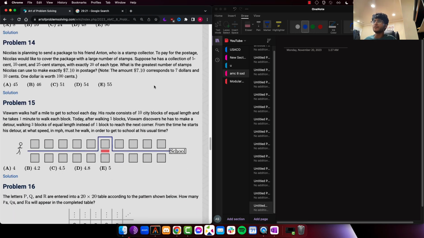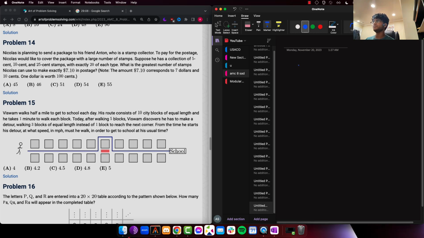Nicholas is planning to send a package. He has 5 cent, 10 cent, and 25 cent stamps, with exactly 20 of each type. What is the greatest number of stamps Nicholas can use to make exactly 710 postage? So we're trying to make 710, so we do this greedily, right?